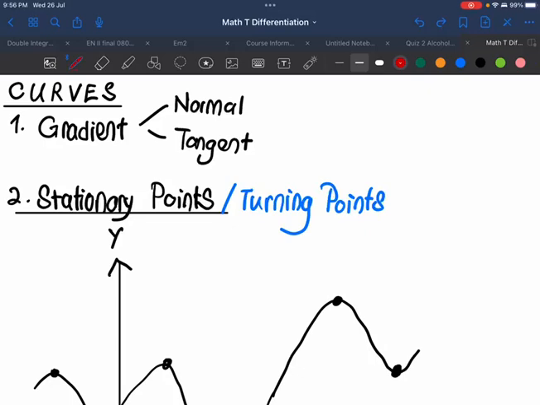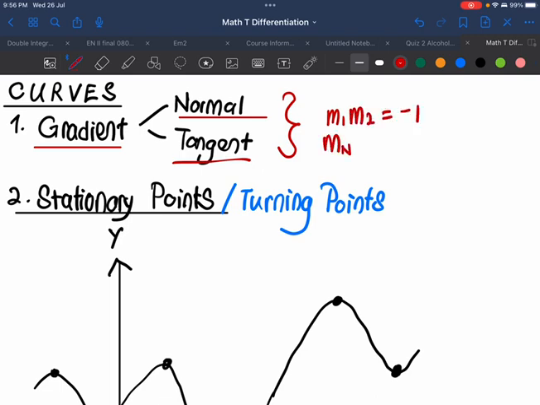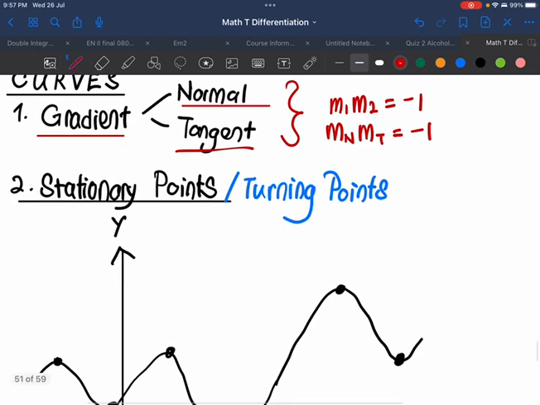So today in this video I will be talking about curves, which is in the differentiation chapters. In the first one, you learn about the gradient of a normal and the gradient of a tangent, which I already explained in the previous videos, so you can revise there. The important concept is m1 m2 equals -1, where the gradient of the tangent times the gradient of the normal equals -1. This is the important concept to find the equation of the normal and the equation of the tangent.